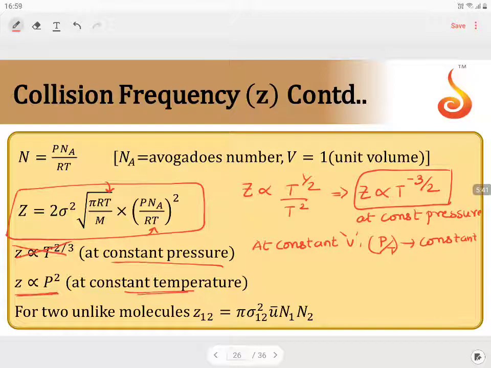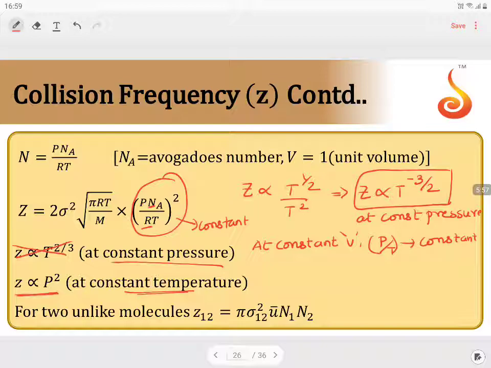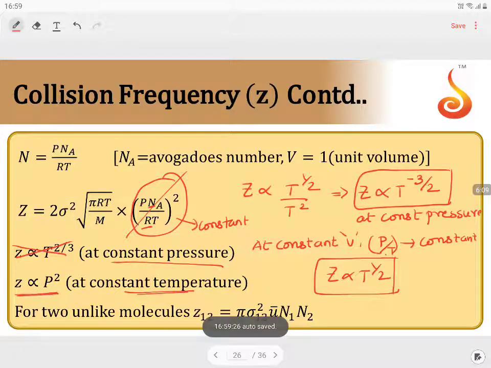If I take this total term, it will remain constant now, because R is a constant, Avogadro number is constant, and P by T is now constant. So this total term will not matter, it's only the temperature power 1 by 2. So Z is proportional to T power 1 by 2. This can be taken as the factors which are important for competitive examinations. Z is proportional to T power minus 3 by 2 if only pressure is constant. Z is proportional to T power 1 by 2 if volume is constant.